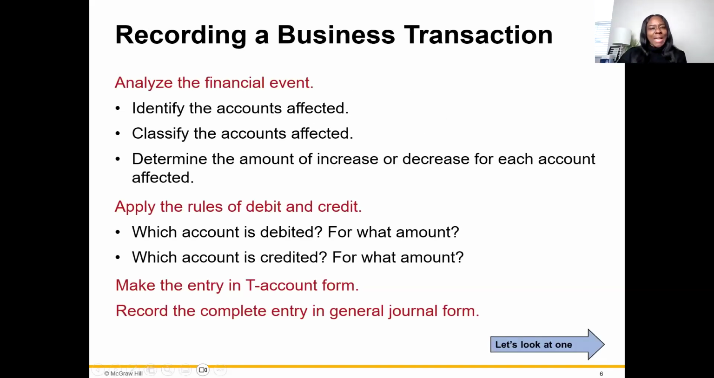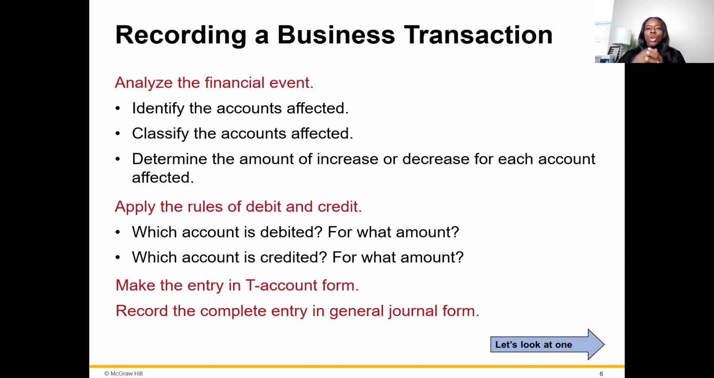In order to record a business transaction, we have to go through several steps. First, we have to analyze the financial event. When I say a transaction or financial event, those are the same thing. When a business engages in any activity that has something to do monetarily, it's called a financial event, also a business transaction. So we have a transaction, and it must be recorded.